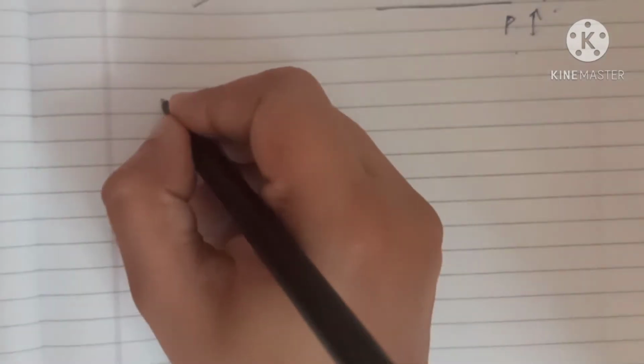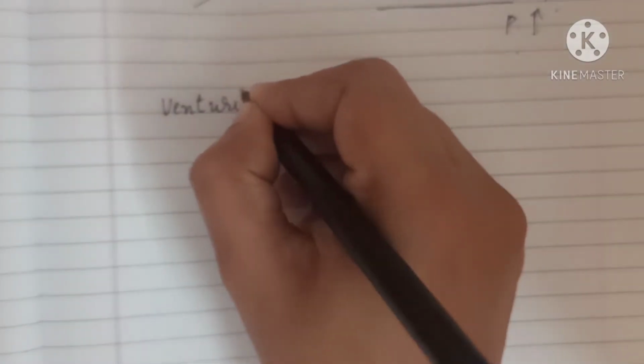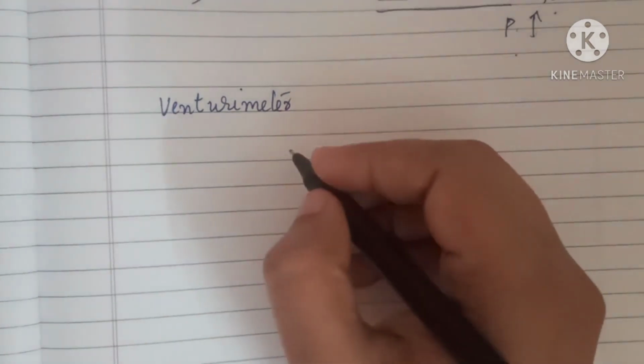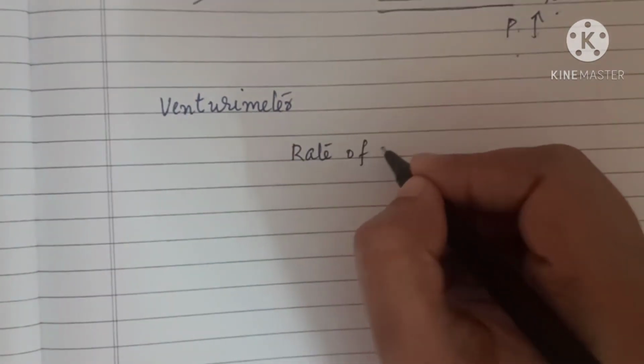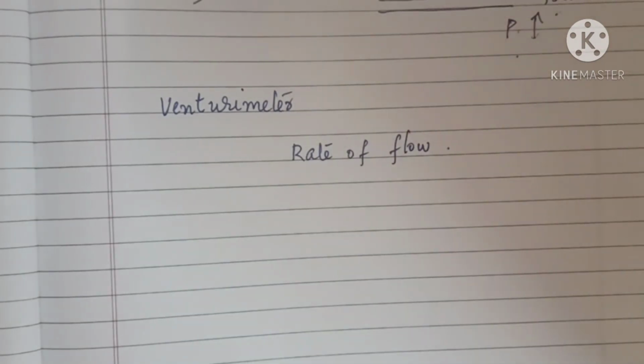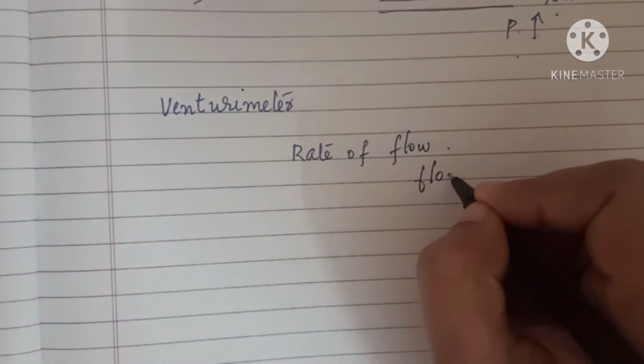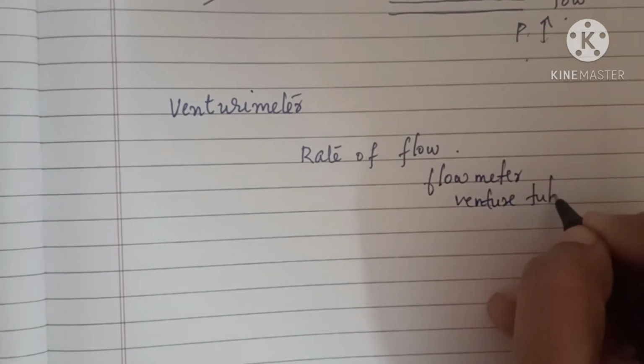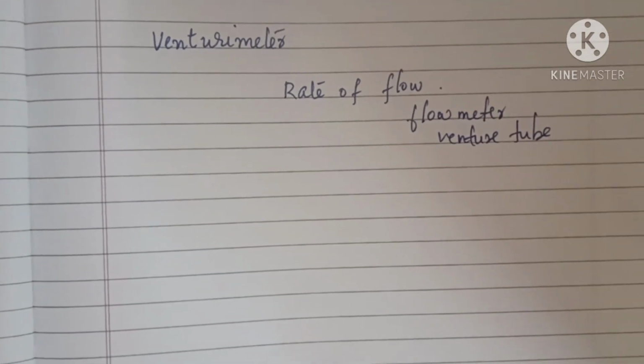We call it the venturimeter. Now what is this venturimeter? Venturimeter is a device which is used to measure the rate of flow of a liquid through a pipe. It is also an application of Bernoulli's principle. It can also be called a flow meter or venturi tube. So the venturimeter also works under Bernoulli's principle only.